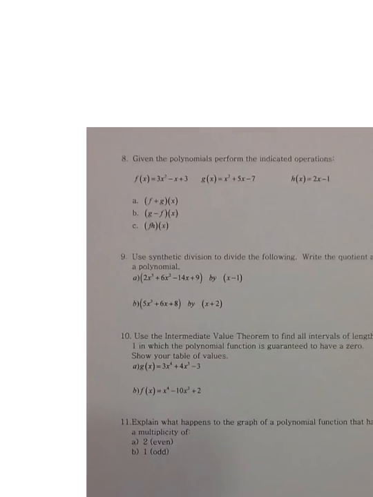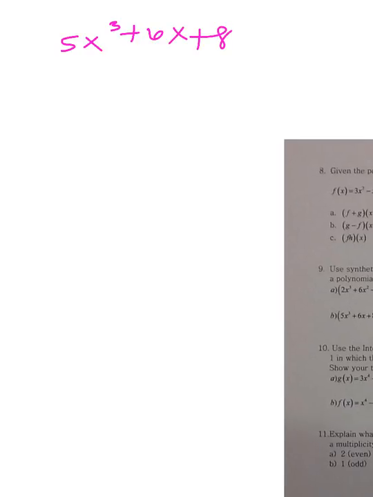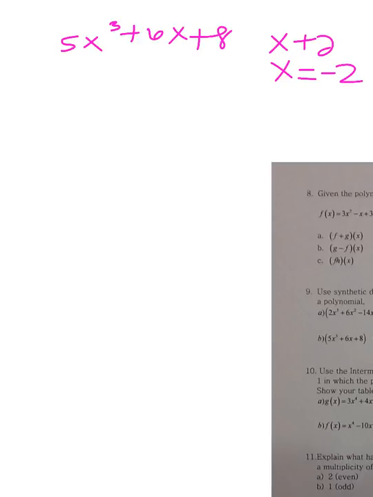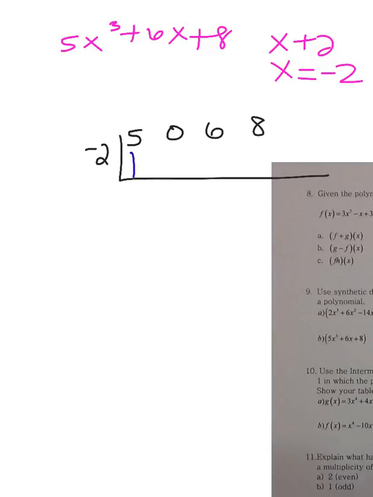Okay, so we're starting off with 5x cubed plus 6x plus 8. So we're going to have to add in a 0 in there. And dividing by x plus 2. So my 0 is x equals negative 2. Alright, so I put negative 2 on the outside. And I have 5. But now I need a 0x squared, 6 and 8. So start off by bringing down the 5.